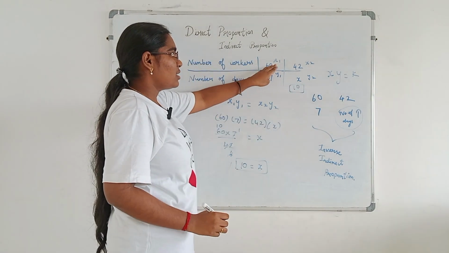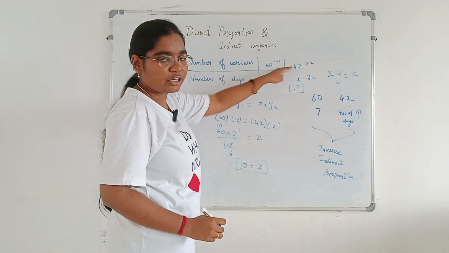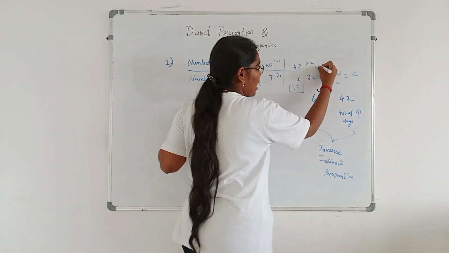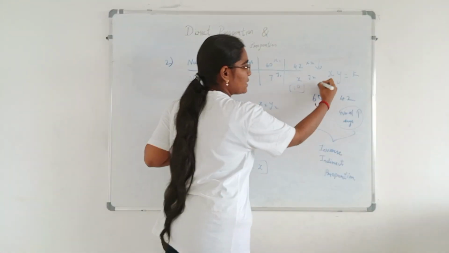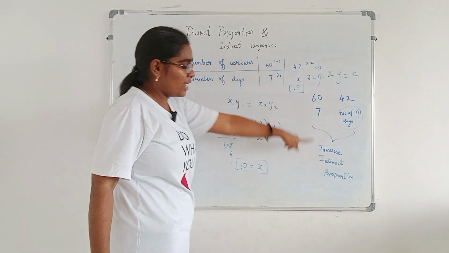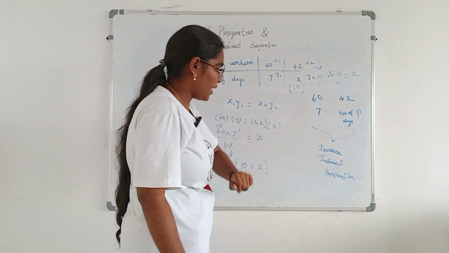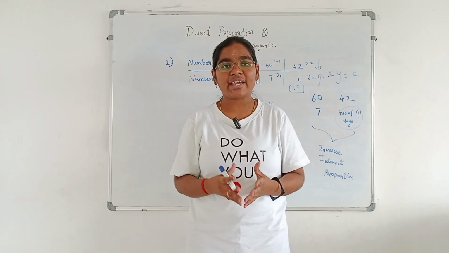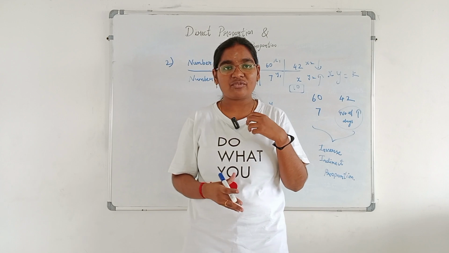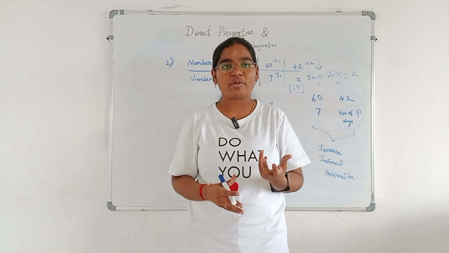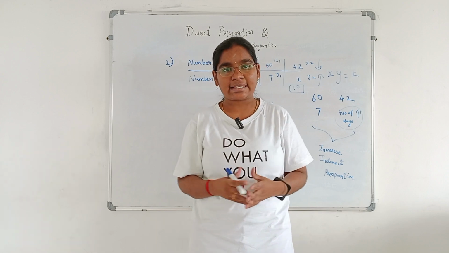Here, 60 to 42 is decreasing, and 7 to 10 is increasing. This is what indirect proportion is. In this video we have learned the concept of direct proportion and indirect proportion with examples.